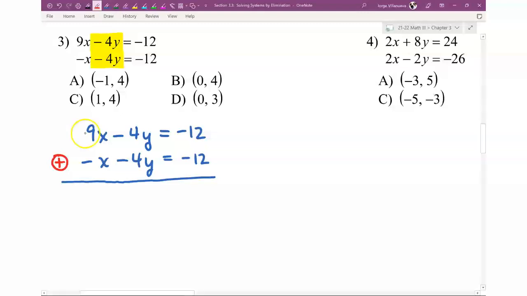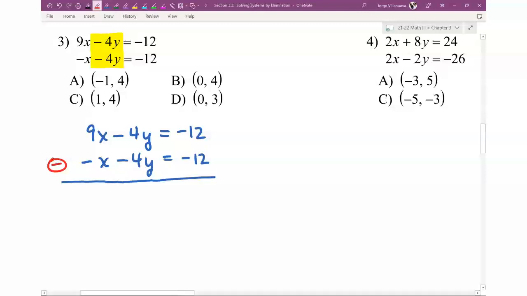But notice, 9x plus a negative 1x is 8x. Negative 4y plus a negative 4y is negative 8y. Did I eliminate anything? No. So that's how you know you messed up, right? So you're like, okay, whatever I did didn't work. So let me try again. Addition didn't work. Let's try subtraction, right?